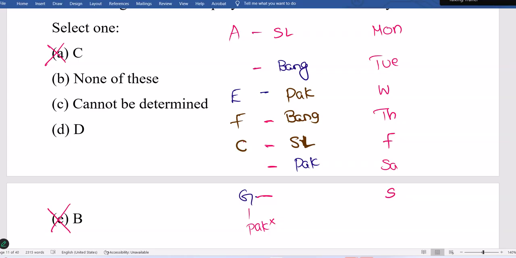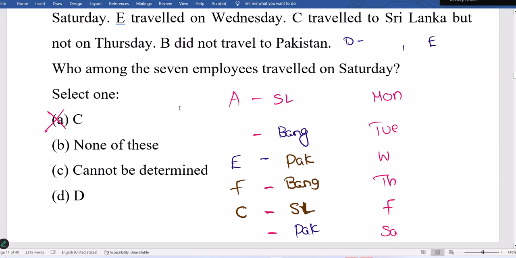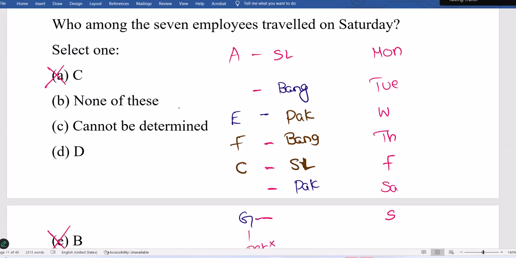Then, okay, we have two people left over to assign, B and D. I think related to B, they gave one data. B did not travel to Pakistan, so B is for Bangladesh. D is for Pakistan. We are able to find who is on Saturday: D is on Saturday, Pakistan.